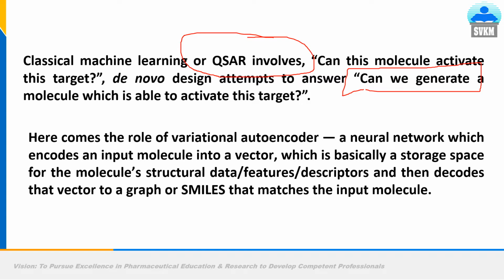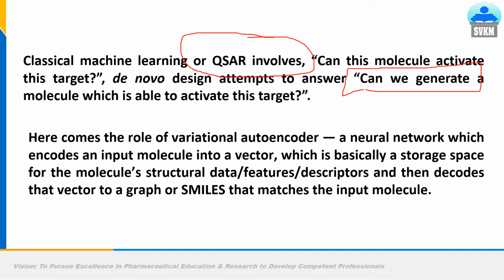De novo design attempts to answer: can we generate a molecule with so and so property, or can we generate a molecule which can activate the receptor, or can we generate a molecule which can drug a particular protein target? So here comes the role of the variational autoencoder. We will talk about it in a later section of this video.